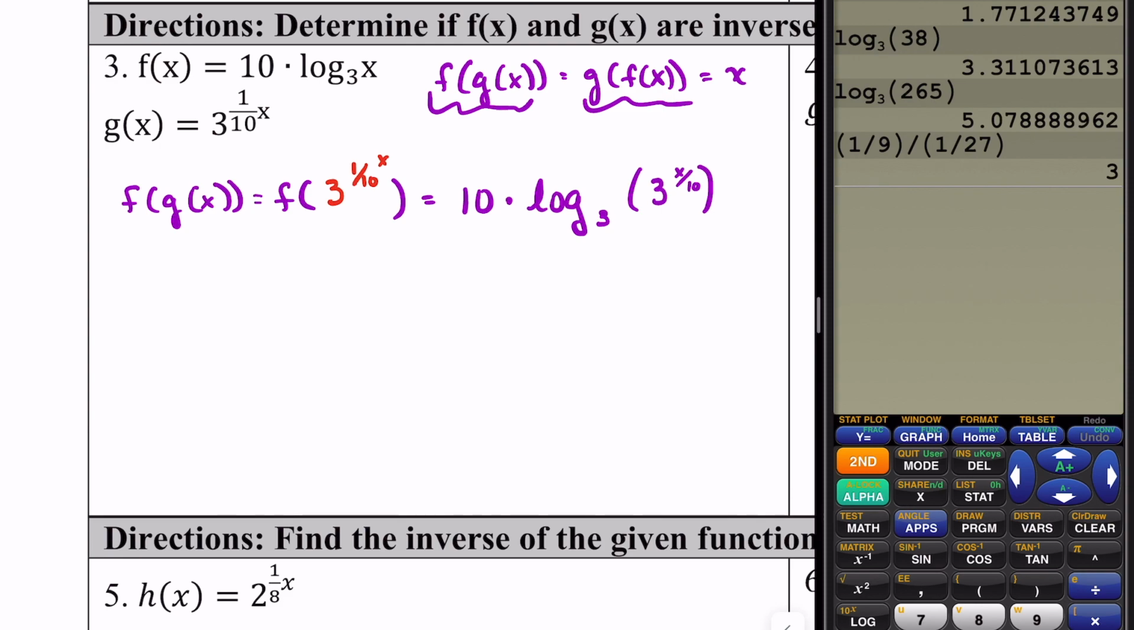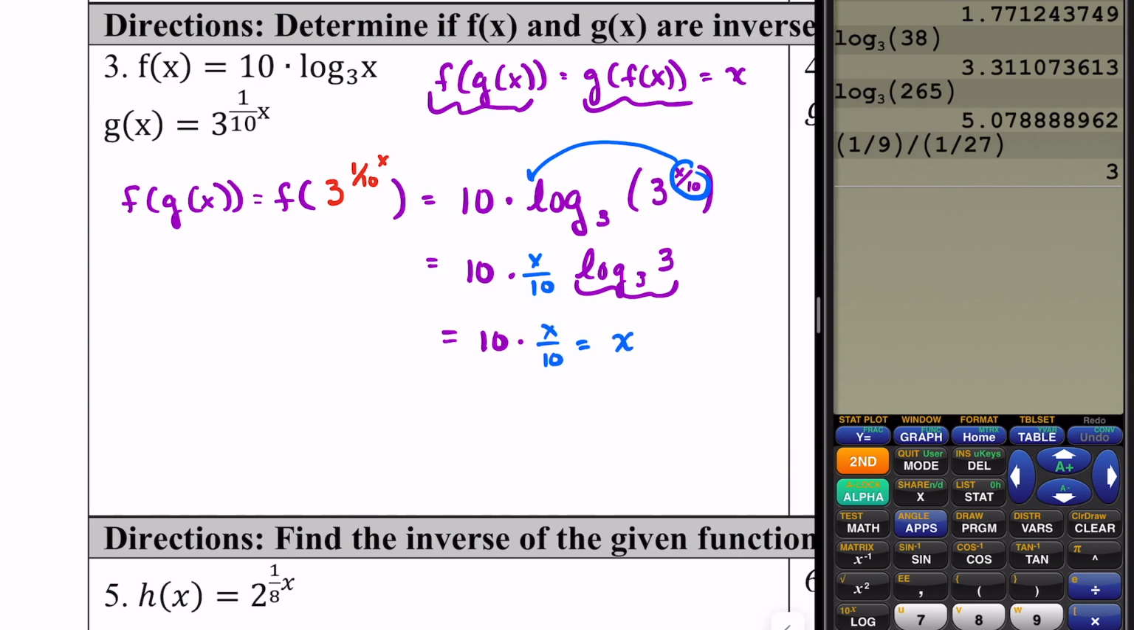Alright, so let's see if we can figure out what this is equal to. Using laws of logarithms, this exponent can come out in front of the logarithm. Now we have x over 10 out there, but we still have the log base 3 of 3. But log base 3 of 3 is just equal to 1, so this is 10 times x over 10. The 10s cancel, giving us x. So f of g of x is equal to x. Check.